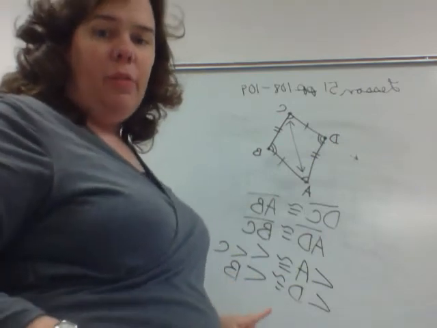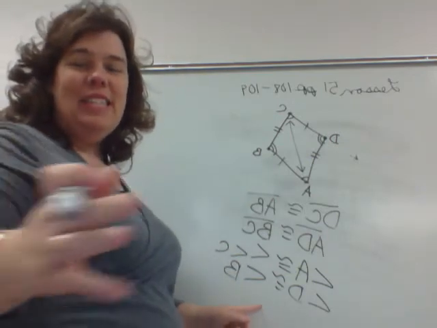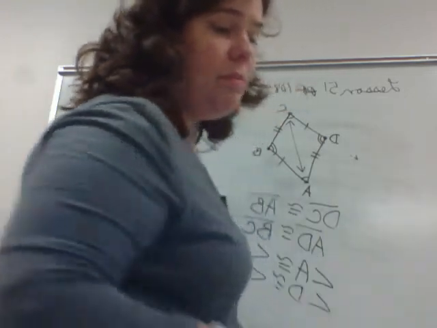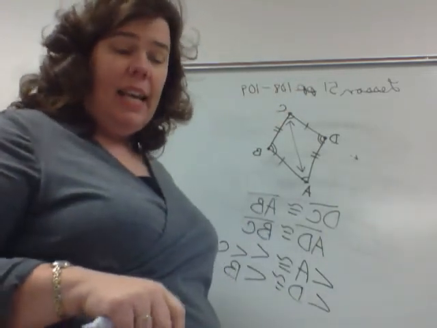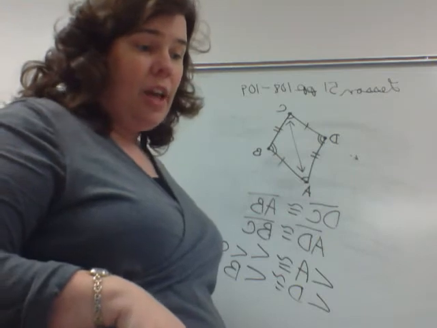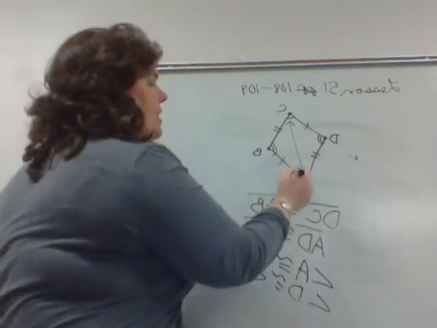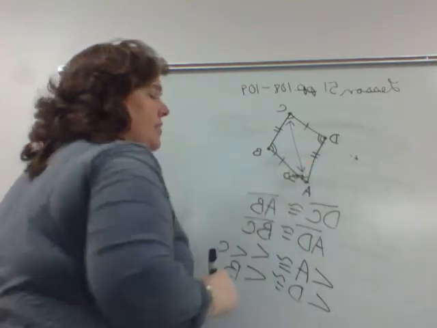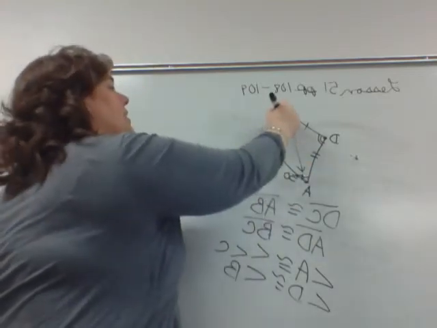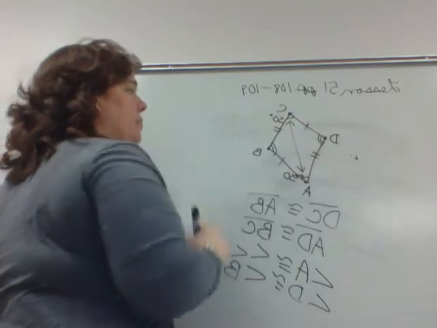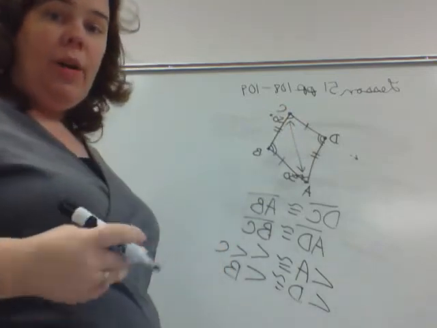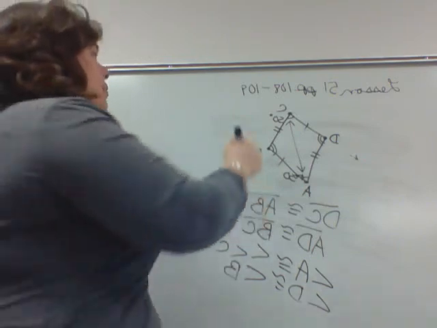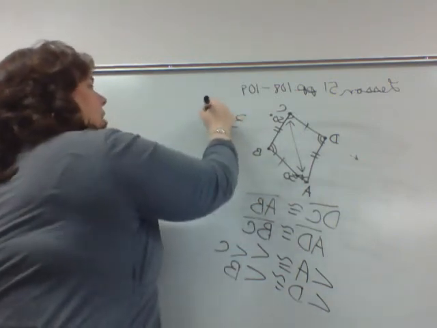I know this is backwards because the video is capturing it backwards, but if you look in the book, it's written perfectly for you to be able to see and understand. So, if I know that this measure right here is 50 degrees, if this angle is 50 degrees, I know this C is 50 degrees too. Well, what do I know about all quadrilaterals? All quadrilaterals equal 360 degrees.